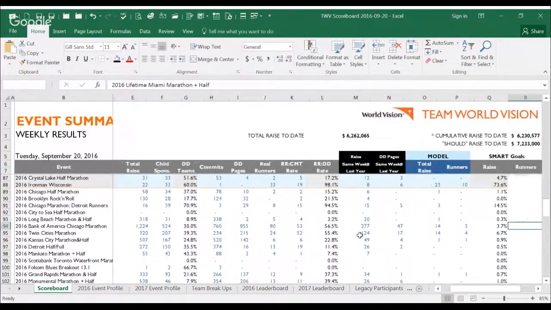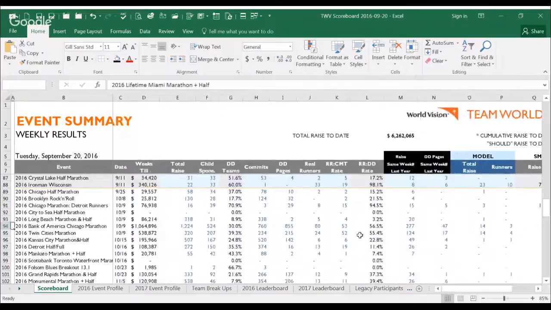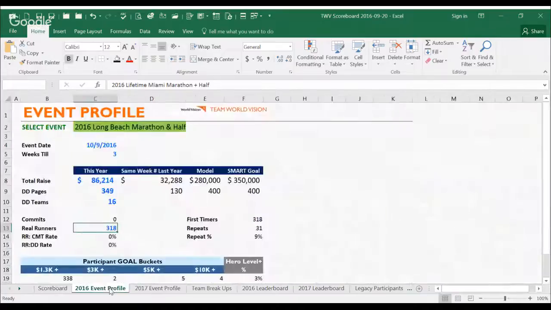Okay, and that is it for the second page. And again, we've got 2016 in one set, and then down below are 2017. Now, one of the other things that I'm doing right now this year is event profiles.